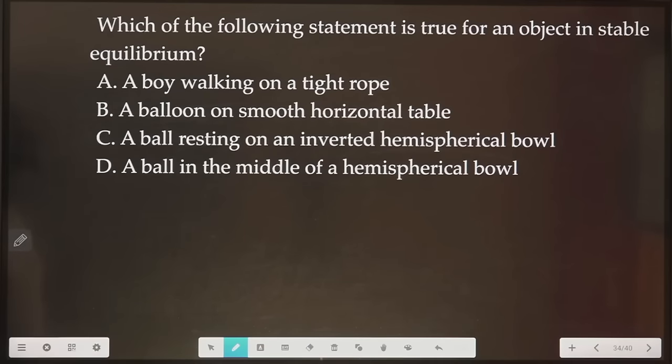Let's look at this. It says, which of the following statements is true for an object in stable equilibrium? A, a boy walking on a tight rope. That is not true. B, a balloon on a smooth horizontal table. C, a ball resting on an inverted hemispherical bowl. D, a ball in the middle of a hemispherical bowl. D is the correct answer.